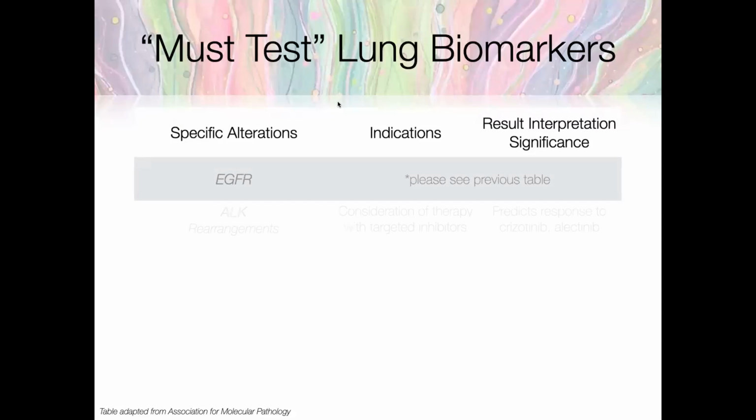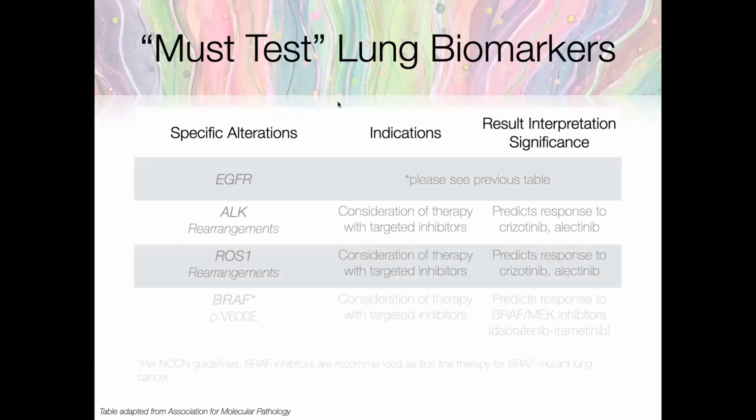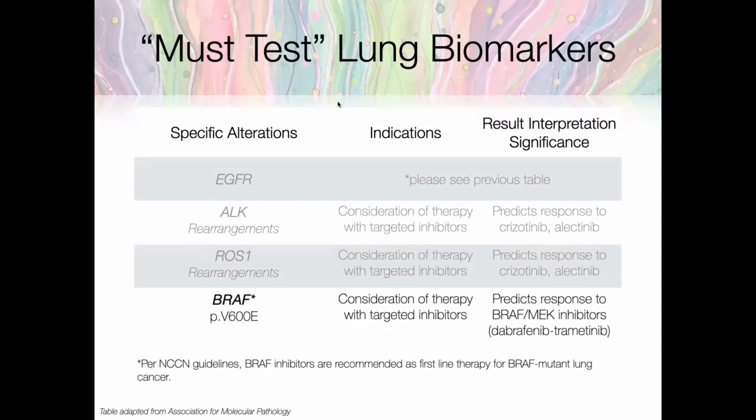Because of the good response of the BRAF V600E mutant lung adenocarcinoma to dabrafenib and trametinib therapy, the NCCN recommends testing for BRAF V600E as well.